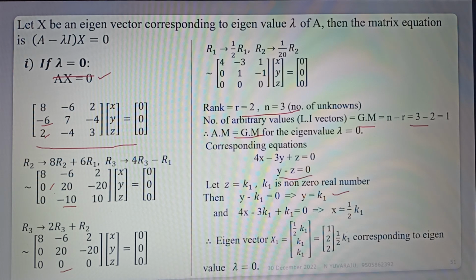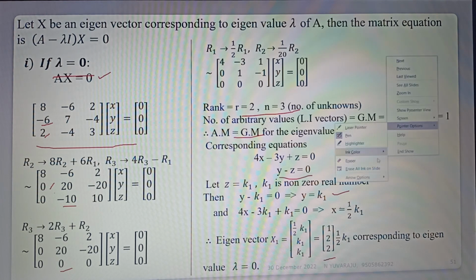For simplification, we take 1 by 2 k1 common. So that is 1 by 2 k1 common, giving 1, 2, 2. So this is the first linearly independent eigenvector, 1, 2, 2. The factor 1 by 2 k1 is not required and is removed. Okay, this is the first one. Similarly, we have to find the second eigenvector.